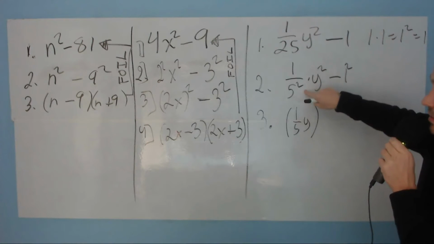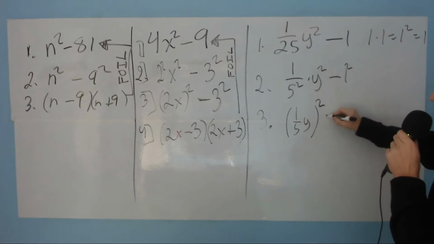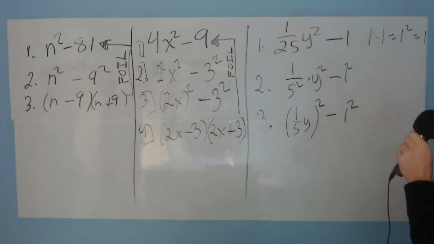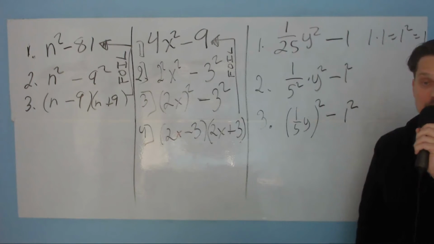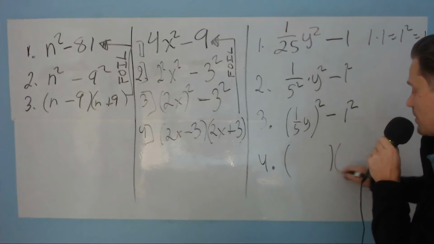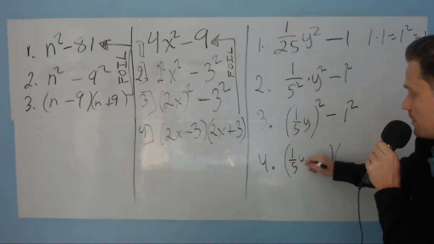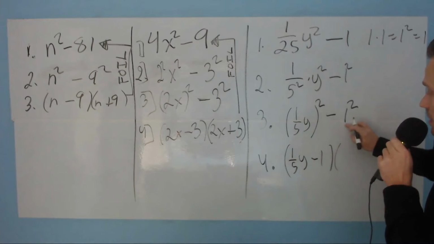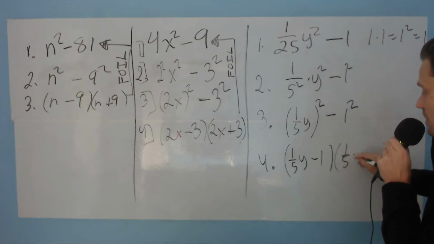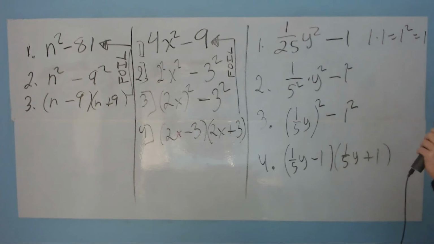And now to restore this expression from step 2, I'm going to put here minus 1 squared. Once I've done all of this preliminary work, I then factor. I put my parentheses. Whatever this is, I put in here. So 1/5 of y minus 1, and then 1/5 of y plus 1. Just like that. I've been somewhat detailed here.